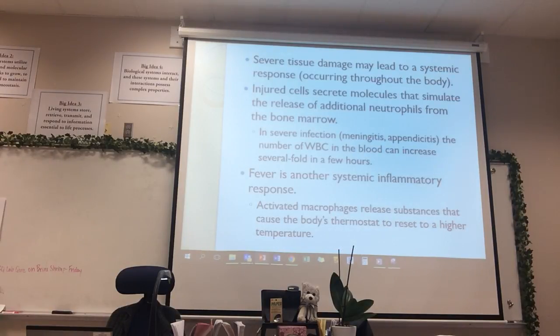Severe tissue damage could lead to what we call a systemic response. It occurs throughout your entire body, where your injured cells secrete molecules that stimulate the release of extra neutrophils from the bone marrow. So if you're really sick, you have an infection, and your doctor's like, I have no idea what's going on. You seem sicker than it seems like you should be.